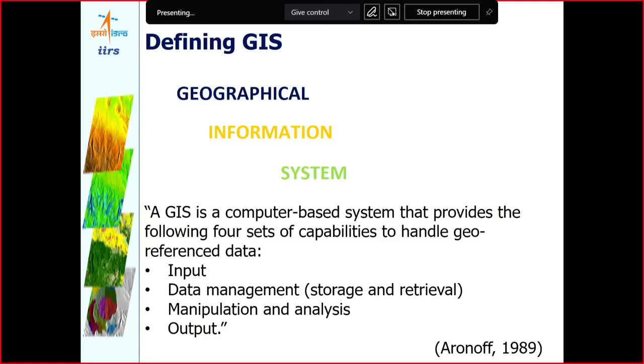So basically, a geographical information system is a computer based system which provides the following four sets of capabilities to handle georeferenced data. Because anything which has a georeference, or geospatial information, you are able to integrate. So you can provide the integration of those data. One can manage the data, manipulate the data, and generate outputs. These are the four sets of capabilities available with any GIS based software: integration of the data, database management, manipulation and analysis, and ultimately the output.